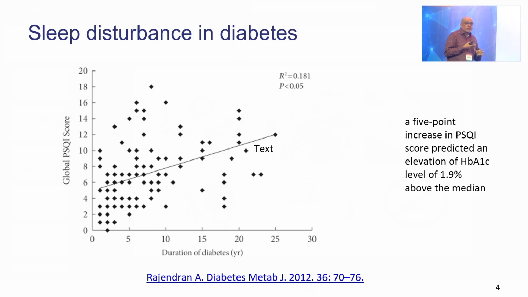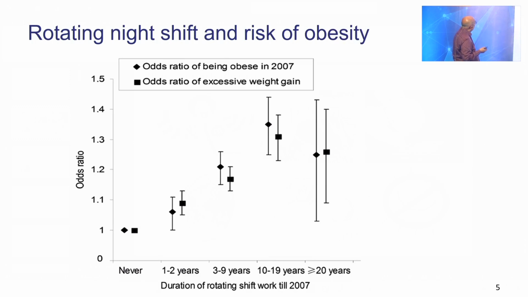My interest in this started a few years ago. Our first article looking at the sleep disturbance and diabetes, and since then I've been on this for a while. This is the risk of obesity and rotating night shift, right? And we'll come to this in a moment. I'm not going to spend time on this. I've done circadian rhythm in many, many forums.